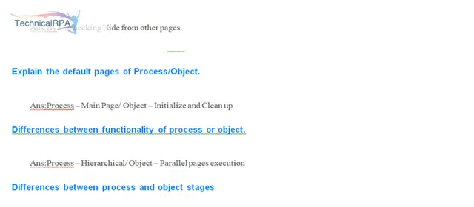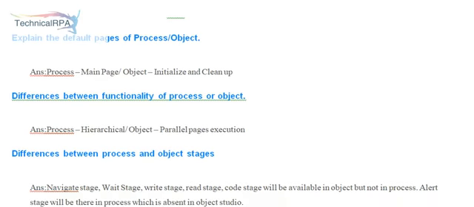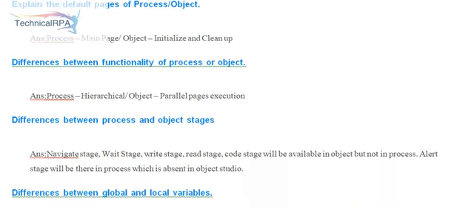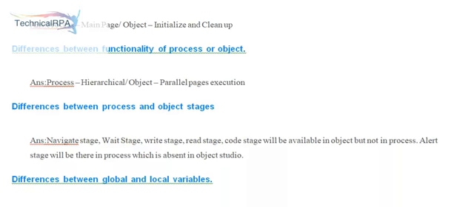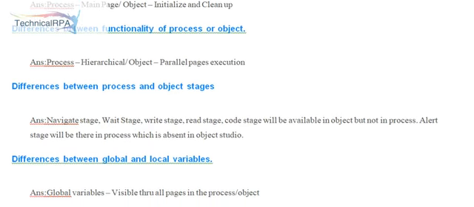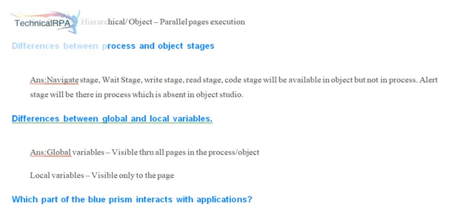Types of data items. A. Unstate, B. Datetime, C. Text, D. Password, E. Time, F. Image, G. Binary, H. Number, I. Timespan, J. Flag. How will you access a single variable in all pages in a process, object? By unchecking hide from other pages.